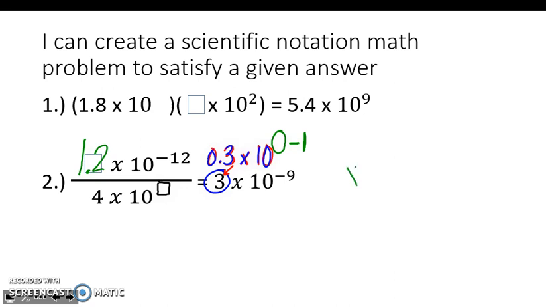Hopefully we know, we could solve it like this even. So if I take -9 plus 1, it would be -8. So on this exponent right here, even though it's not in our final answer, that's what they would have had to have gotten when they took -12 minus their unknown.